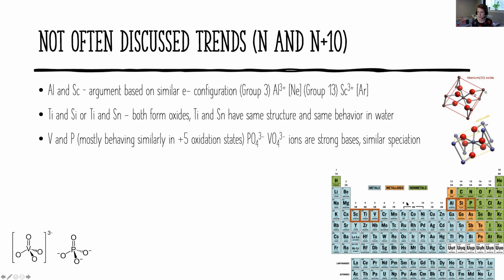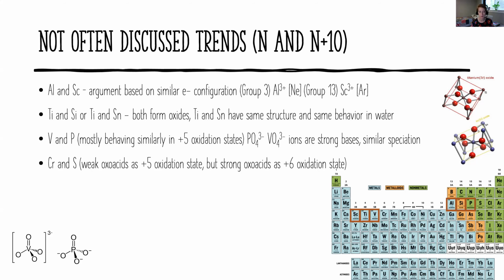The next one we're going to look at is vanadium and phosphorus. Vanadium and phosphorus form the same ion. If you look at these, here's vanadium, here's phosphorus, same tetrahedral oxoanions in the same 5+ oxidation states. These are both strong bases. They have similar speciation trends in water in terms of how they react and collect protons.